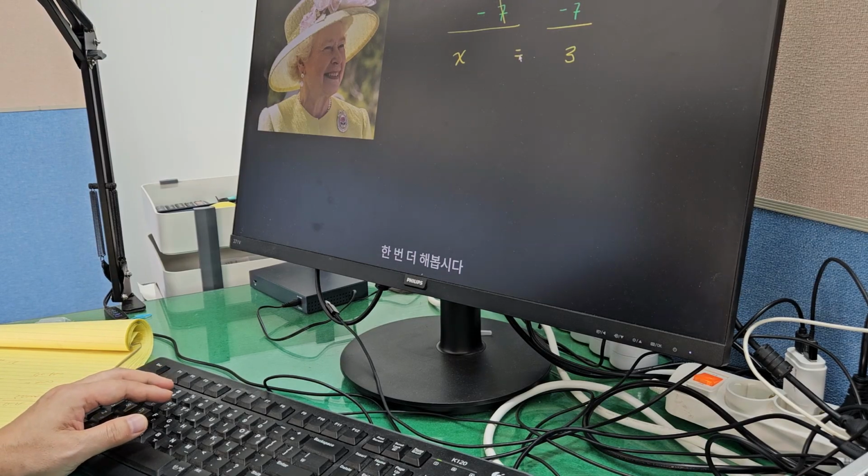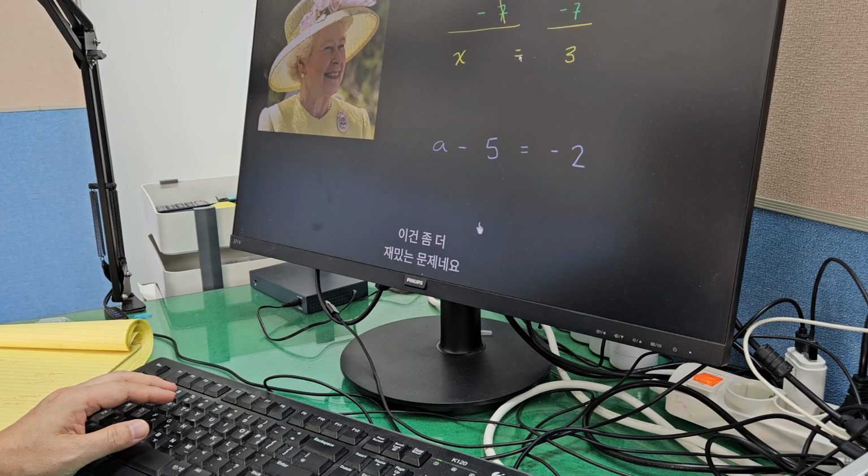Let's try one more. Let's say we have a minus 5 is equal to negative 2. So this is a little bit more interesting since we have all of these negative numbers here. But we can use the exact same logic. We just want an a over here on the left-hand side. So we have to get rid of this negative 5 somehow. Well, the best way of getting rid of a negative 5 is to add 5 to it. So I'll do that. So I will add 5 to the left-hand side.